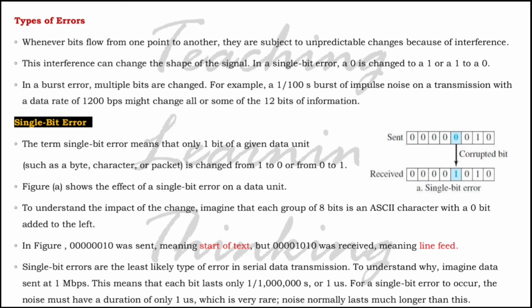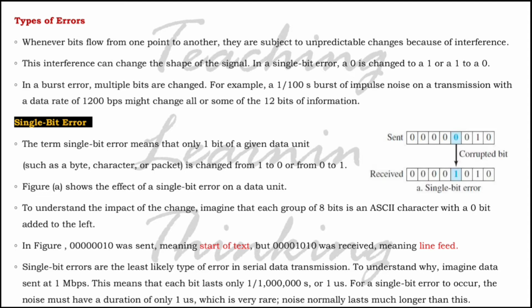with a data rate of 1200 bits per second might change all or some of the 12 bits of information. So burst error means multiple bits can be changed, and single bit error means one bit can be changed: 0 will change to 1 or 1 will change to 0. These are the two types of error.